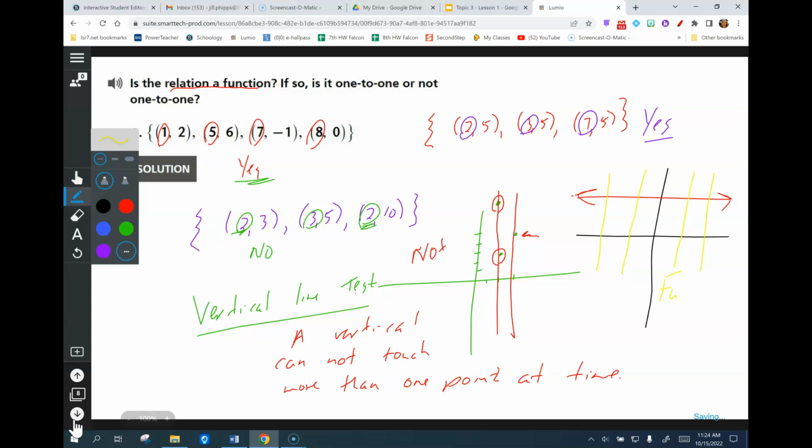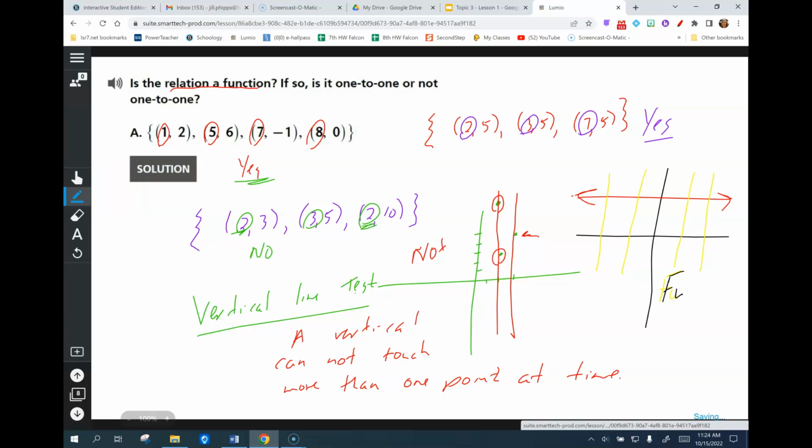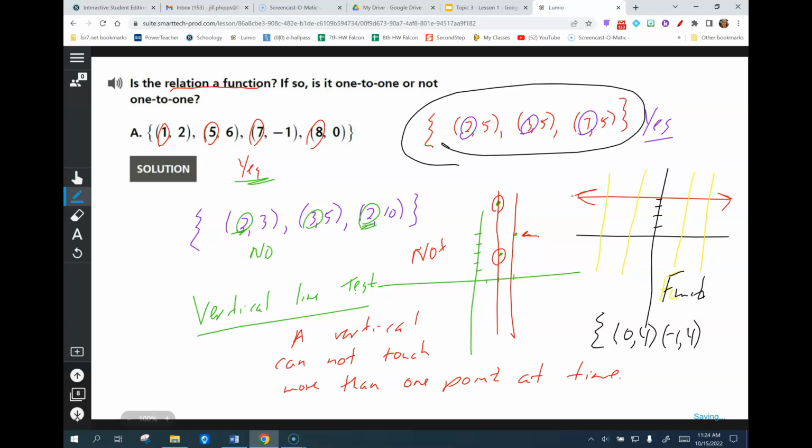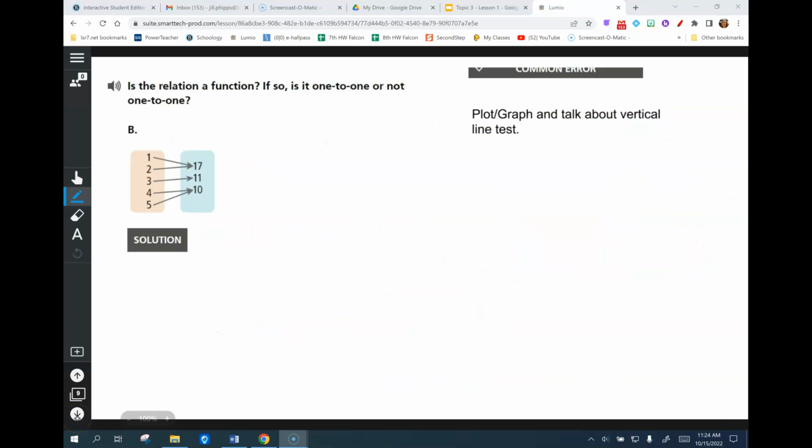Oops, you can't see that. This is a function. And if I would write the set of ordered pairs, let's make this 1, 2, 3, 4. This would be 0, 4. It would be -1, 4. It would be this right up here. That would be a vertical line. Good. Okay, is this relation a function? If so, is it 1 to 1 or not 1 to 1? Okay, so if it's not 1 to 1, it's not a function.